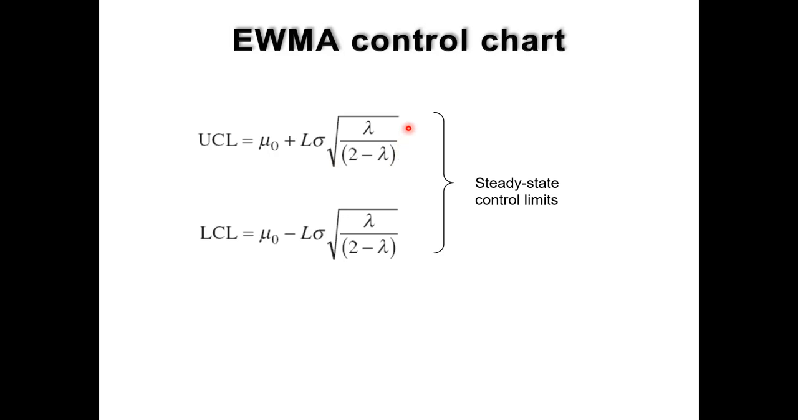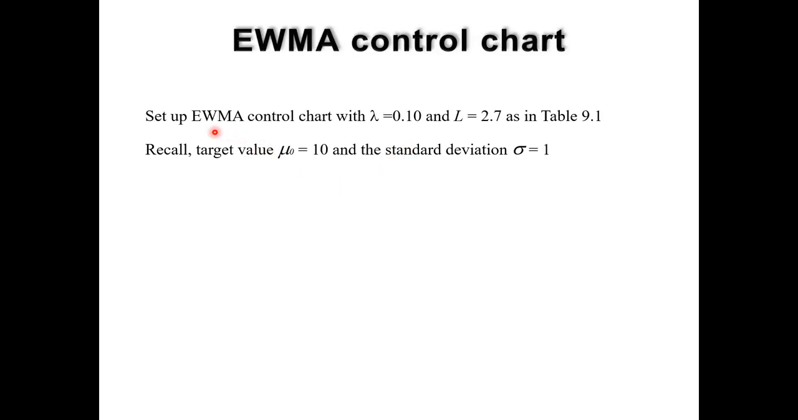But this time round, this value will be equal to 1. This is part of the formula that we have looked at earlier on. Okay, so what we're going to do next is set up an EWMA control chart. We're going to plot an EWMA control chart from the data in table 9.1.